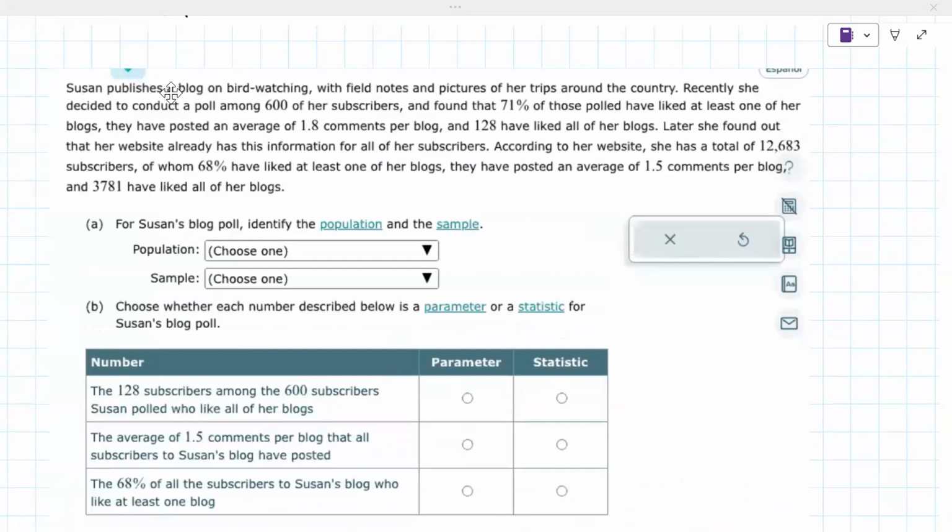So we do have to read this. It says Susan publishes a blog on bird watching with field notes and pictures for a trip around the country. Recently, she decided to conduct a poll among 600 of her subscribers and found that 71% of those have liked at least one of her blog. So could you click the drop down next to sample here? Because that's what the poll is among 600 of her subscribers. What are the options there under the sample? It is all subscribers to Susan's blog or the 600 subscribers to Susan's blog.